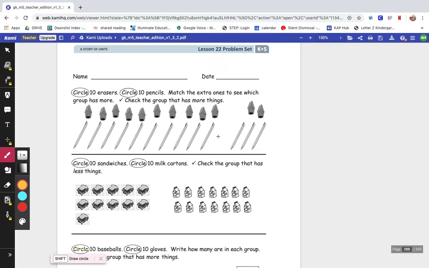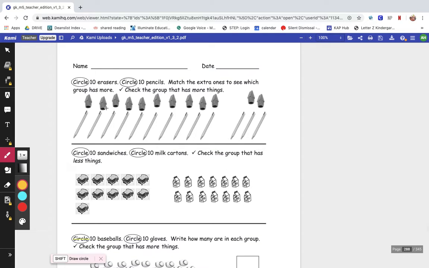Today, very similar to what we did last week, we're going to be identifying the 10 ones and some more ones, but rather than using the number bond like we did last week to make number sentences, we're going to actually be comparing which group has more, which group has less, okay? So we're going to start, I'm going to be doing an example with the erasers and the pencils, okay?